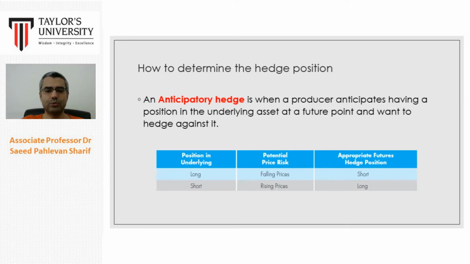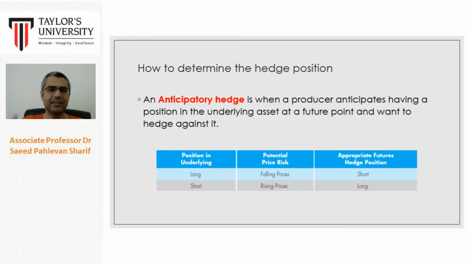So how to answer the questions? First, ask this question. This is the most important question. What is the concern of this person? What is my concern regarding the asset? And then if your concern is the price will go up, this means you are short. If your concern is the price will go down, this means you are long.